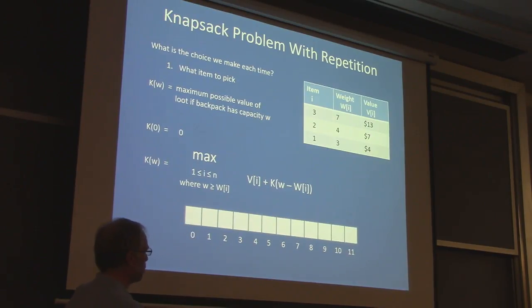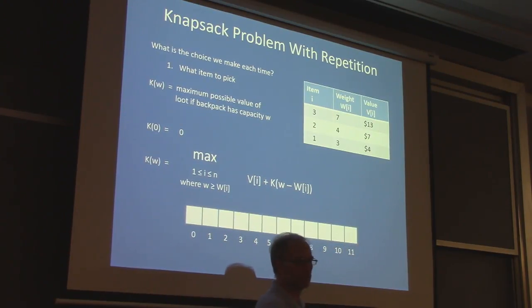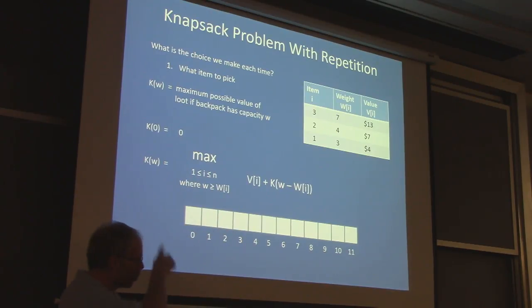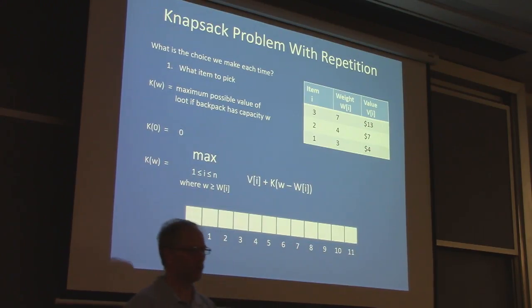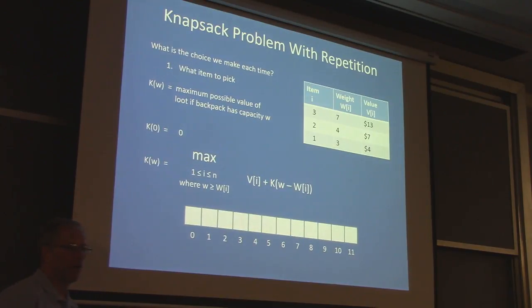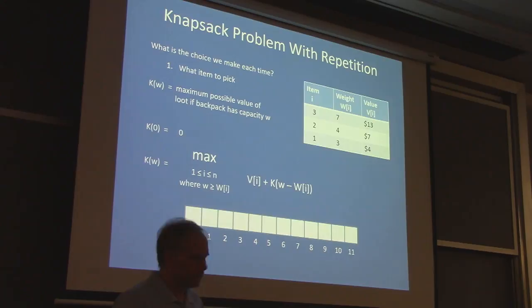And when we're done, the answer will be there. So either you decide what order you want to fill in the array, or you just launch the recursion and let it get filled in whatever order happens in the recursion. Either way, you end up with these 12 values stored in an array or a hash map or whatever. But let's think about filling it in.